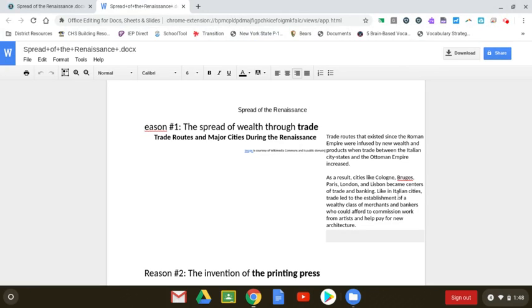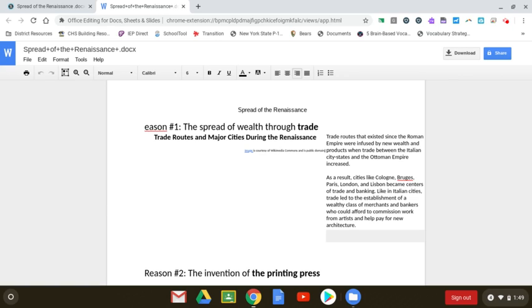It says the spread of wealth through trade routes and major cities during the Renaissance. Trade routes that existed since the Roman Empire were infused by new wealth and products when trade between the Italian city-states and the Ottoman Empire increased. As a result, cities like Cologne, Bourges, Paris, London, and Lisbon became centers of trading and banking. Like in Italian cities, trade led to the establishment of a wealthy class of merchants and bankers who could afford to commission work from artists and help pay for new architecture. So there's reason one there.